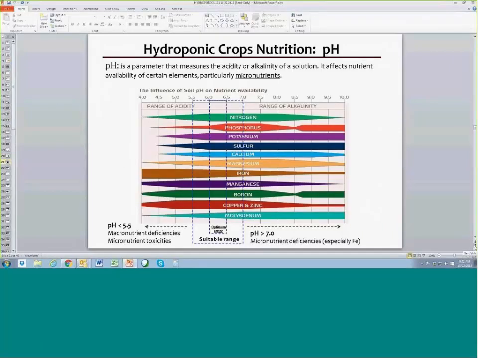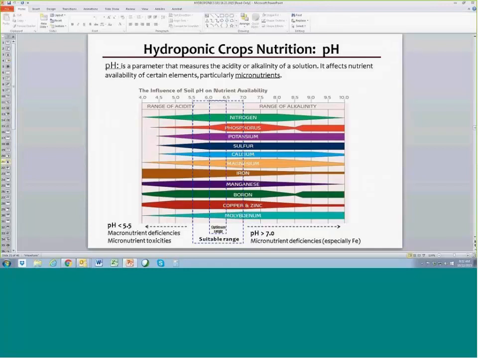Some of you probably have seen this graph. This relates to the pH, and pH, for those that are not familiar, is a parameter that measures the acidity or alkalinity of the nutrient solution. And the pH is very critical because it affects the availability of nutrients, particularly the micronutrients. Even though the micronutrients are in a much lower concentration as compared to the macronutrients, pH is very critical.